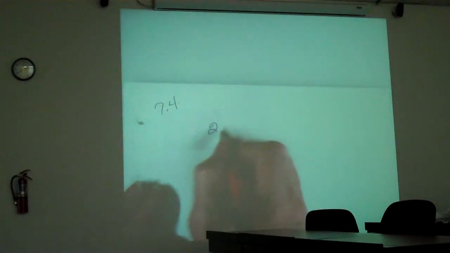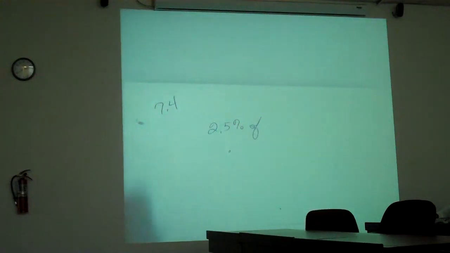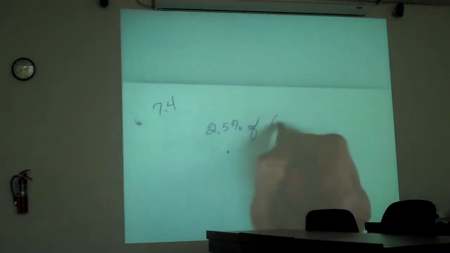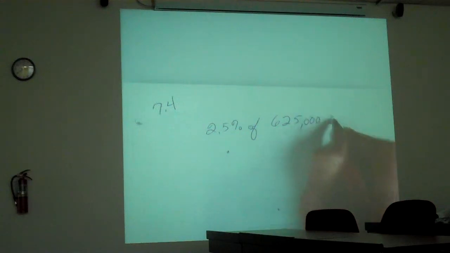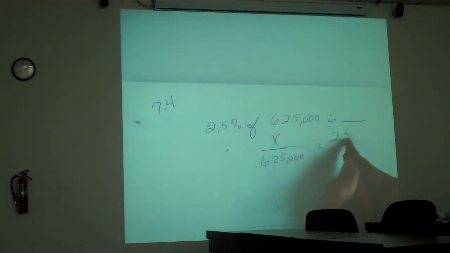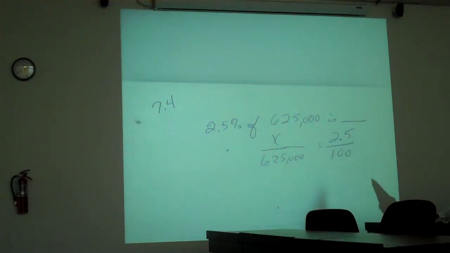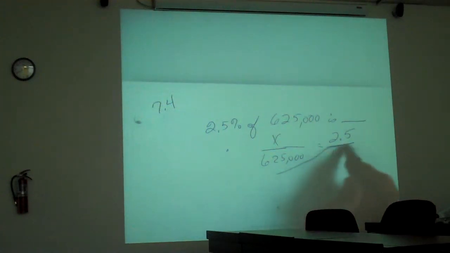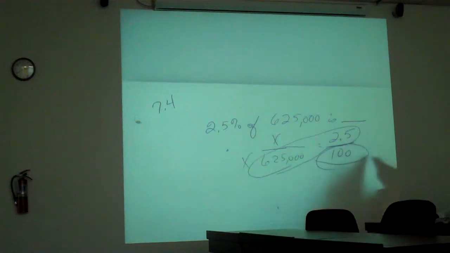If you want to find 2.5% of what the total was, it was 625,000, is what? So you put your is over your of equals percent over 100. So all you're going to do is multiply these two, divide by 100, and you'll know how many students are from Nepal. Okay. The rest of that page is pretty self-explanatory.